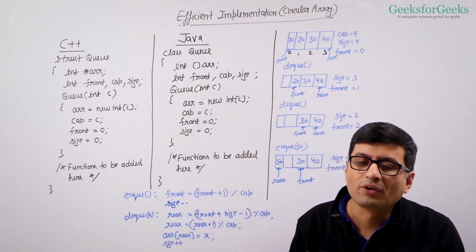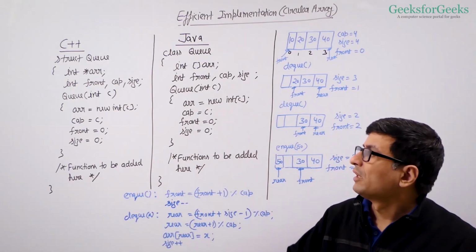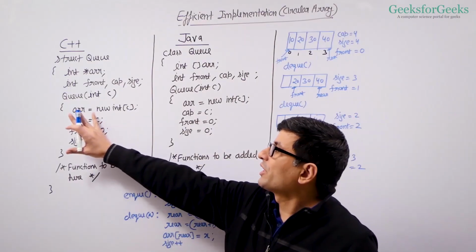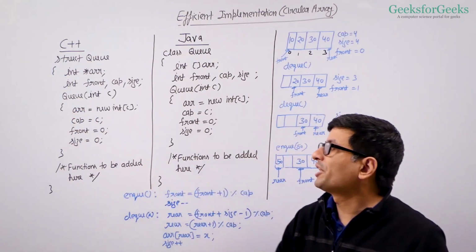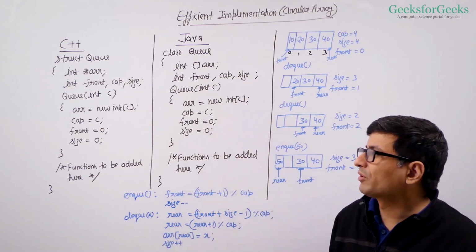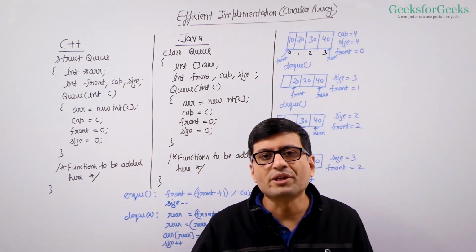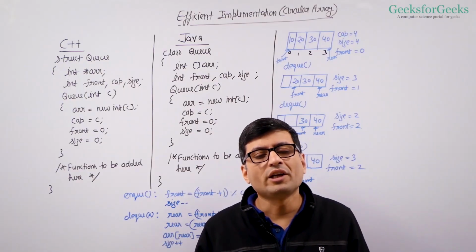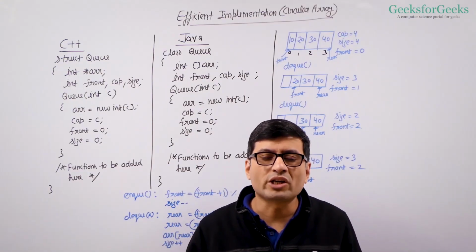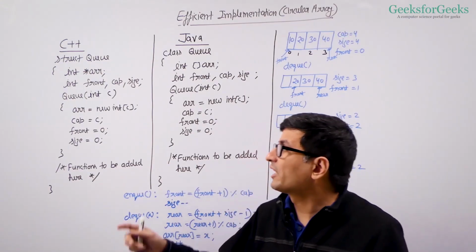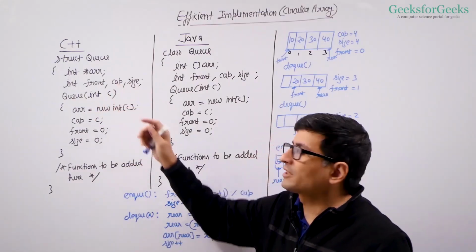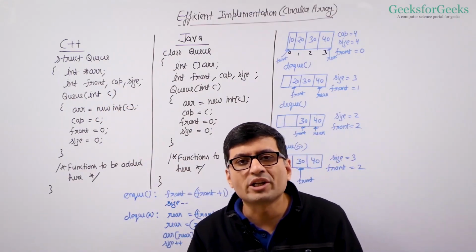Here is a hint for circular implementation. This is the C++ structure that we are going to follow in the efficient implementation, and this is the Java class that we are going to follow. You can notice that here is a difference from the previous implementation. Here we are maintaining front also with size and capacity, right? We have front, capacity and size. And we are not maintaining rear.